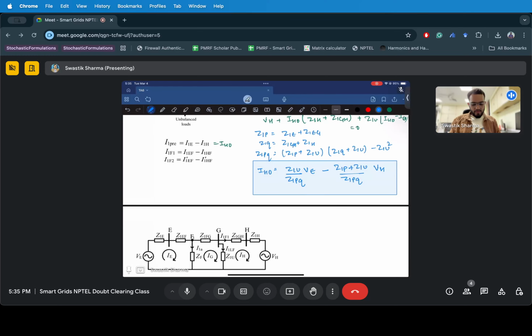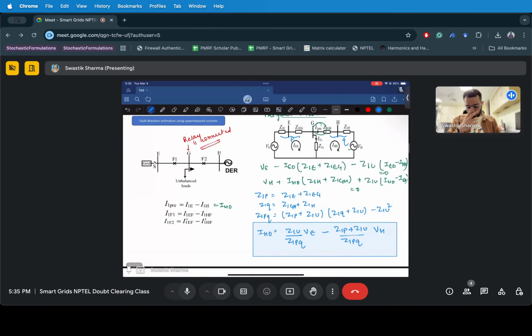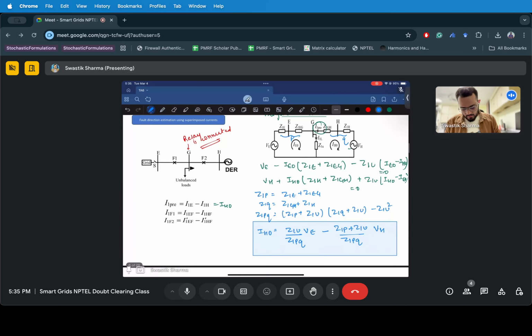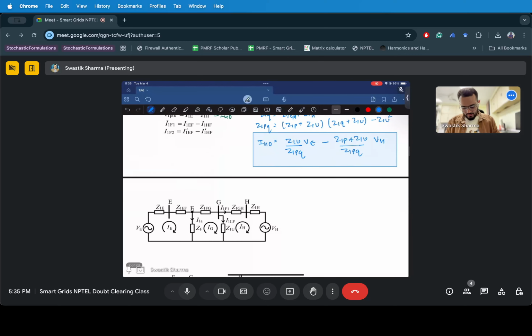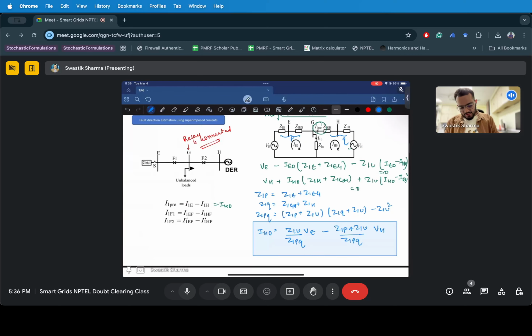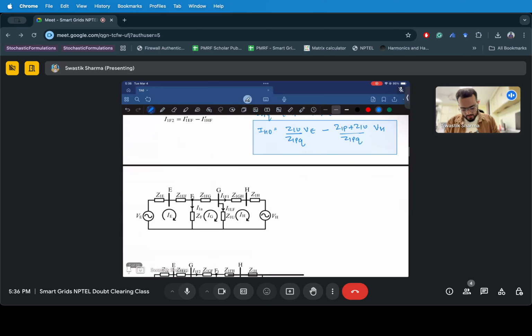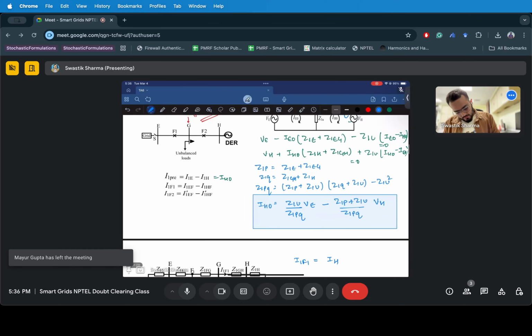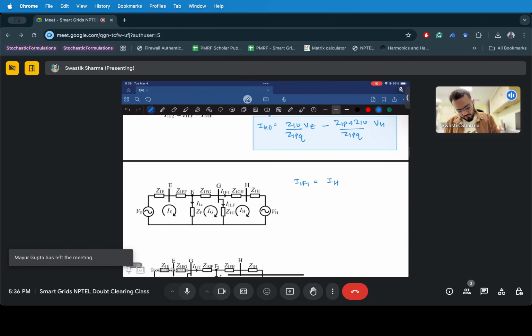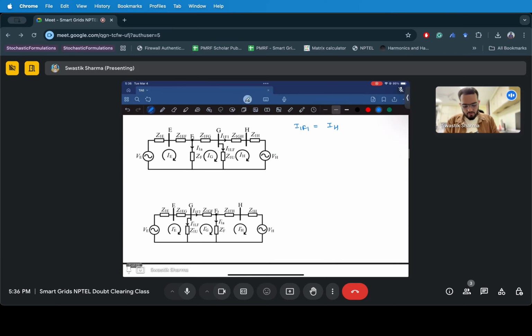So for before the fault, how was your pre-fault current looking? This is what you have calculated. Now you have to do a similar analysis for the fault at F1 and the fault at F2. So this one here is the fault at F1, and your IF1 is nothing but IH here, right? So you just have to figure out this IH current and you'll be able to tell what your post-fault current is for the fault condition at F1.